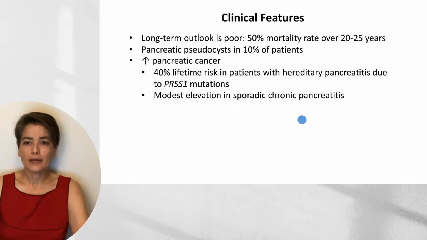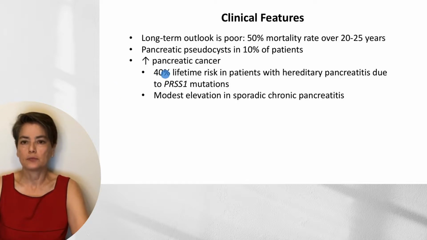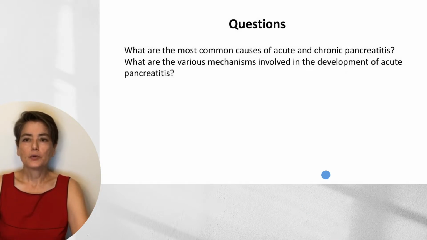So in sporadic chronic pancreatitis, perhaps due to alcohol use, we can get a modest elevation in the risk of pancreatic cancer. But since about 25% of cases of chronic pancreatitis are due to hereditary pancreatitis, those individuals who have hereditary pancreatitis due to PRSS1 mutations, again, this is our trypsinogen, they have a 40% lifetime risk of developing pancreatic carcinoma. So as always, here are a few questions to help you review this material.